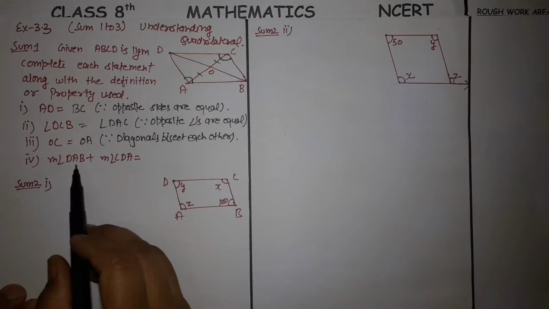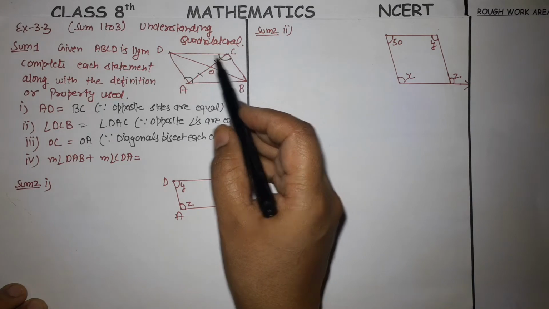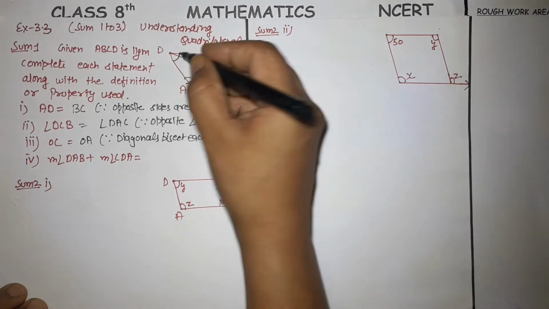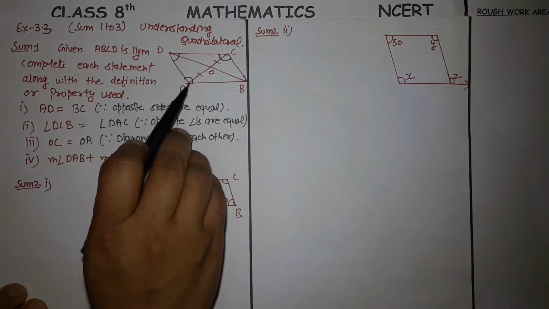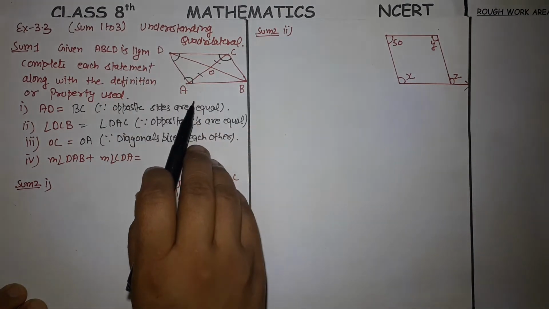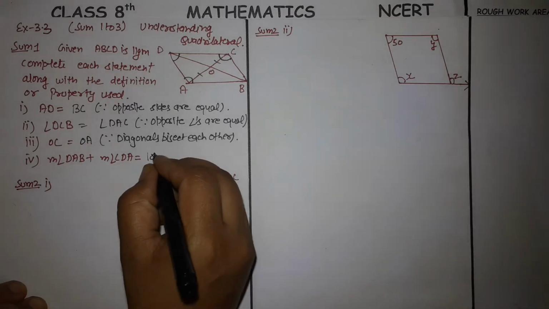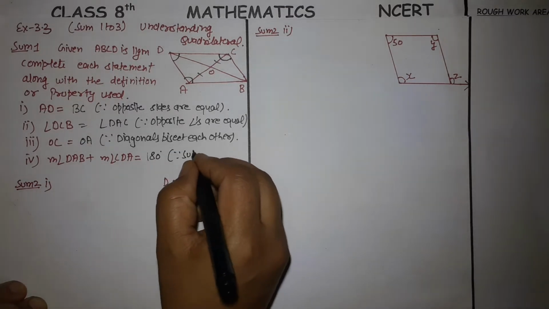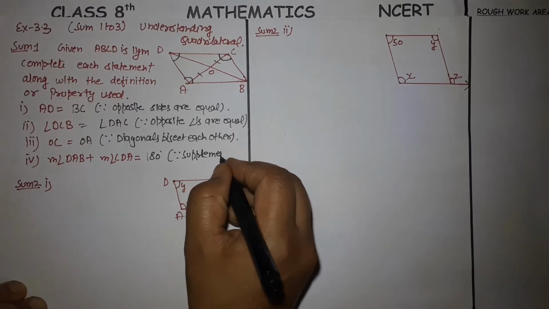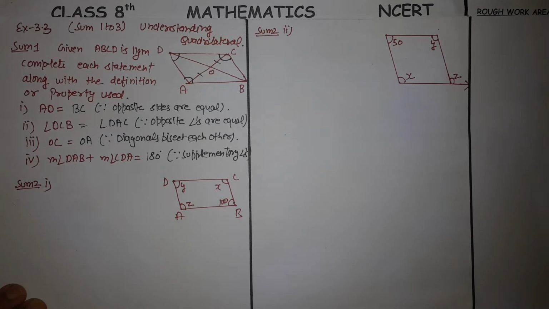Measures of angle DAB plus CDA. The sum of these two angles is equal to 180 because the lines are parallel, intersected by a transversal, and these are co-interior or supplementary angles, equal to 180. Reason? Supplementary angles.